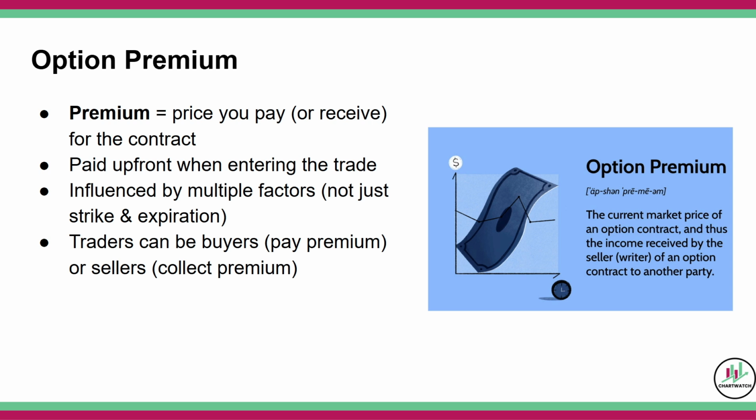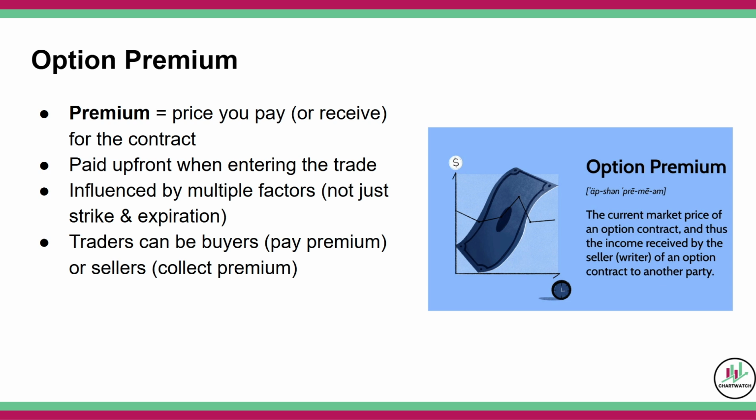Let's say you buy a call option with a $100 strike price, and let's say it expires in 30 days, and the premium is $4 per share. Since most contracts represent 100 shares, that $4 premium really means $400 in total cost. This money is paid immediately and is non-refundable, even if you never exercise the contract.